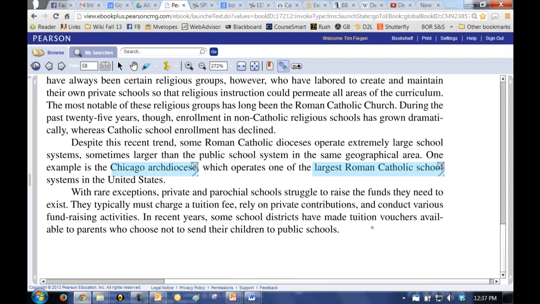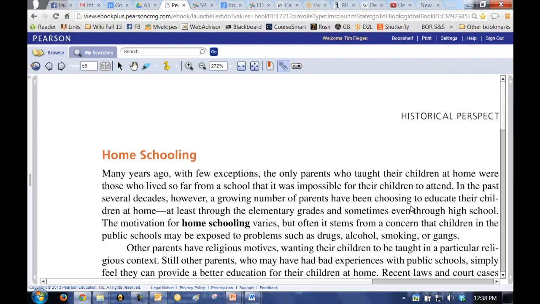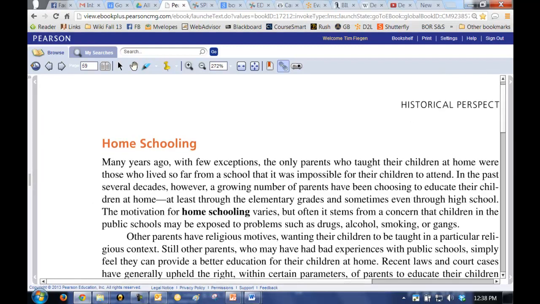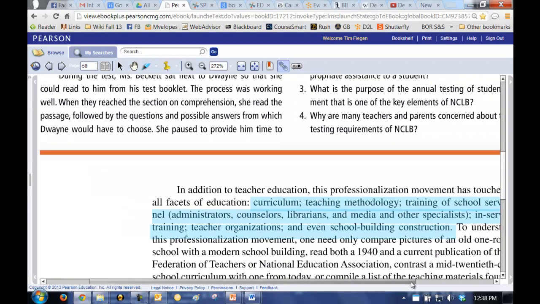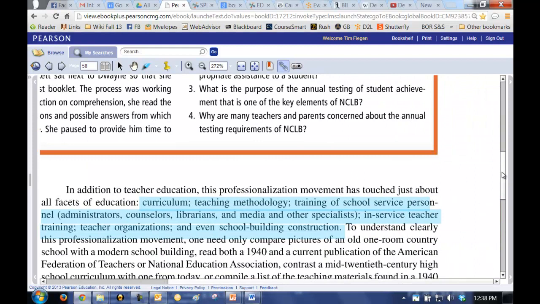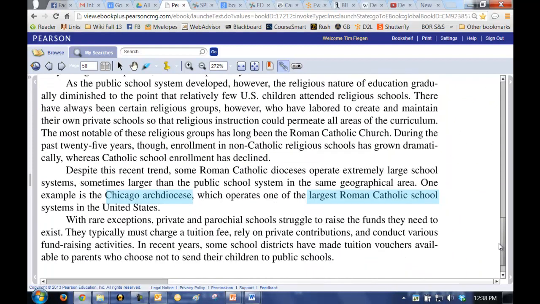In recent years, some school districts have made tuition vouchers available to parents who choose not to send their children to public schools to take their money with them. And again, that is a whole other thing that they skip over here, and that is the voucher system.